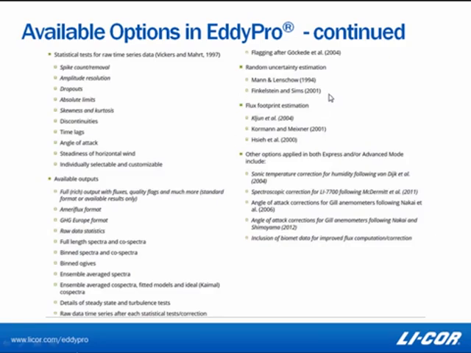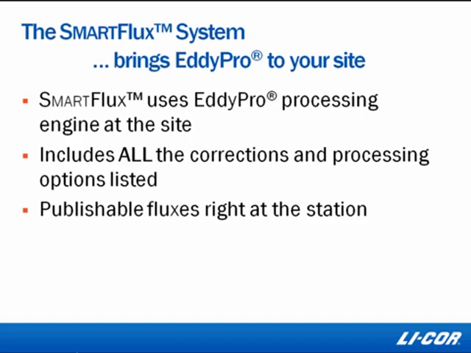It's just a checkbox or a choice you make in the software to process your data in the first option or in the second option. So SmartFlux uses EddyPro at the site to do the computation. Since it's the EddyPro engine inside, it can do all the corrections we just talked about. This means SmartFlux applies all the necessary corrections. It brings the type of processing used to get publishable fluxes right at the station.